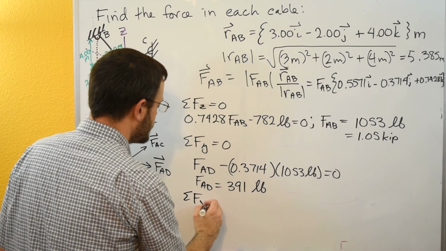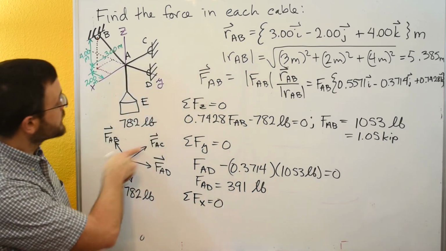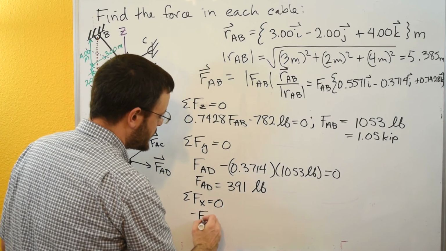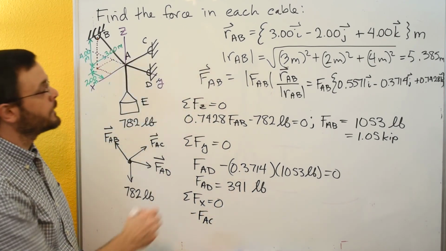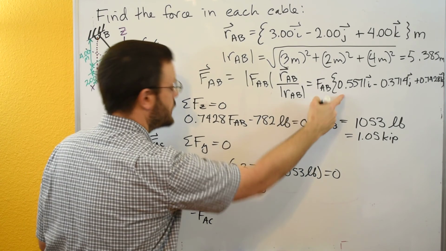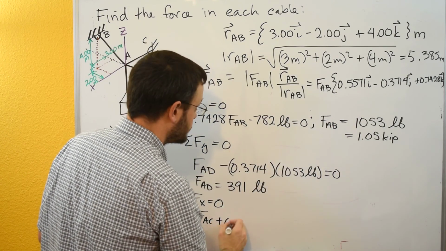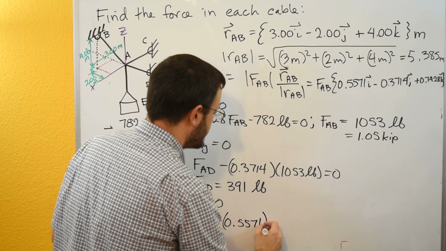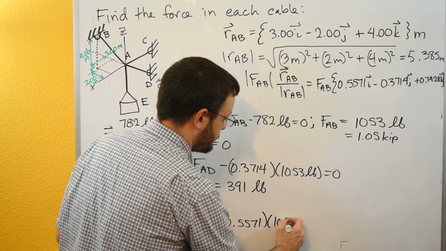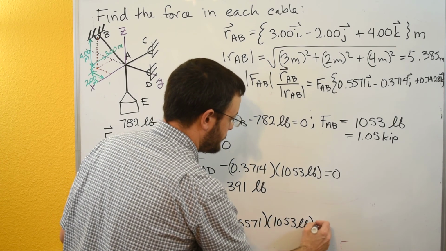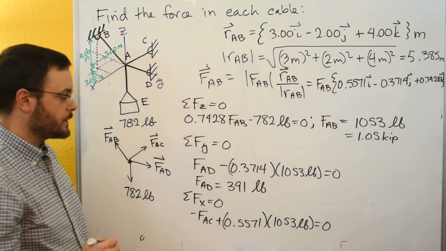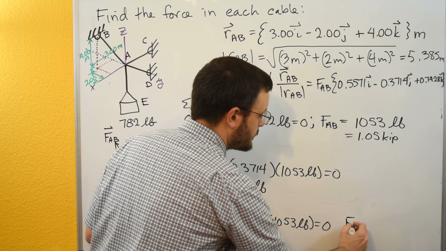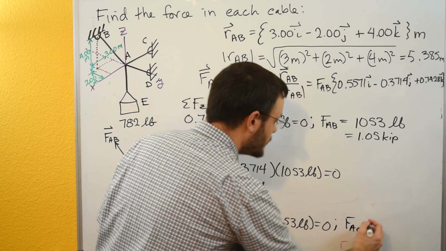And let's do our sum of forces in x equals 0. So FAC was our force in the x. Since it's going in minus x, we'll write minus FAC. And then we'll do the x component here. And we can solve this for FAC, and we'll get FAC equals 587 pounds.